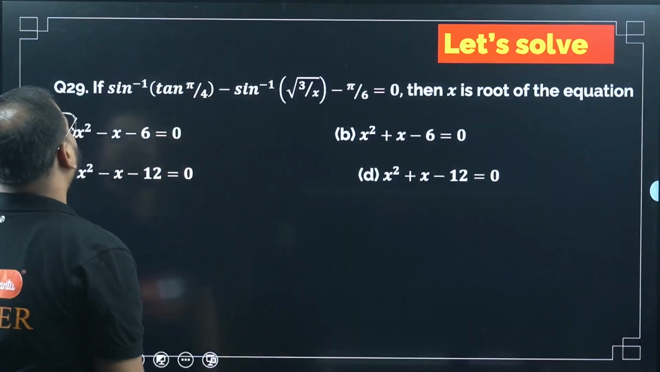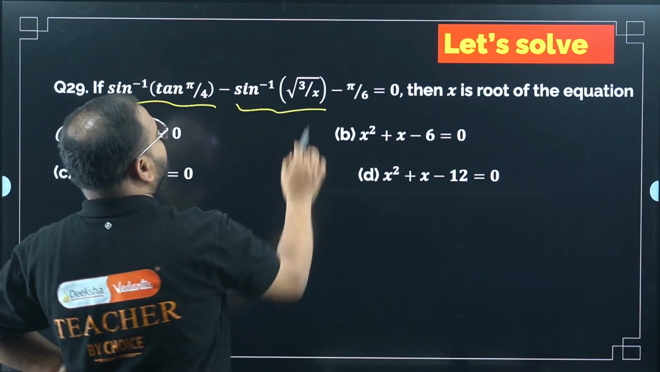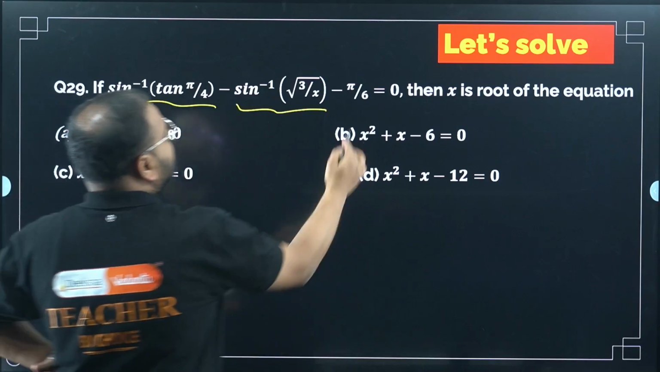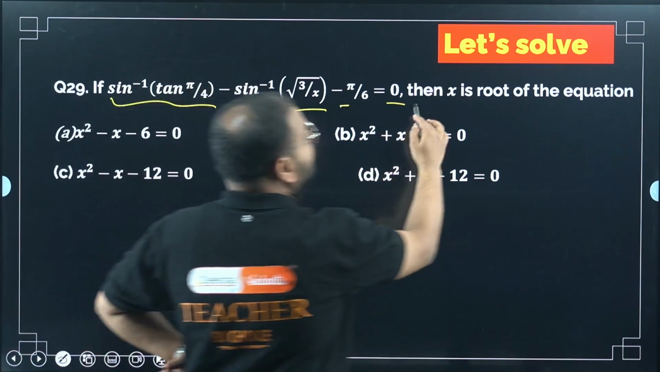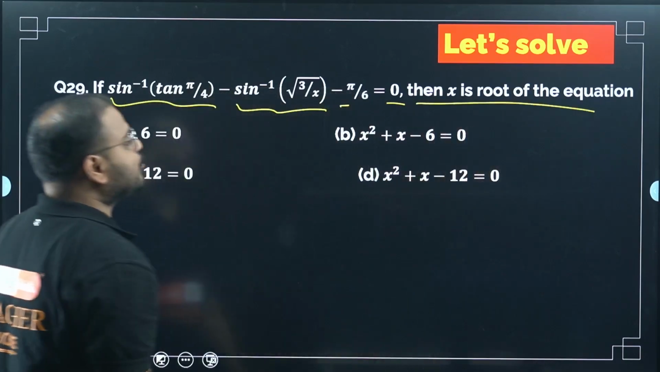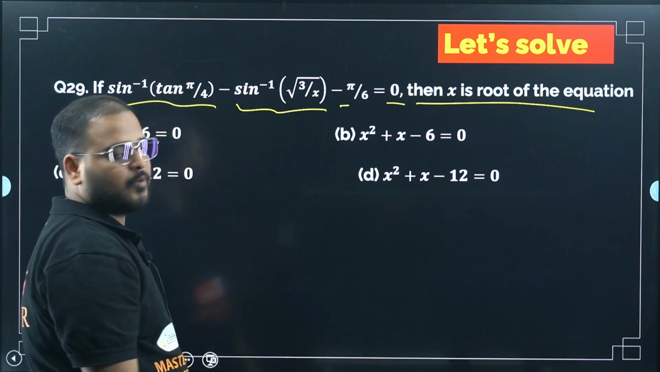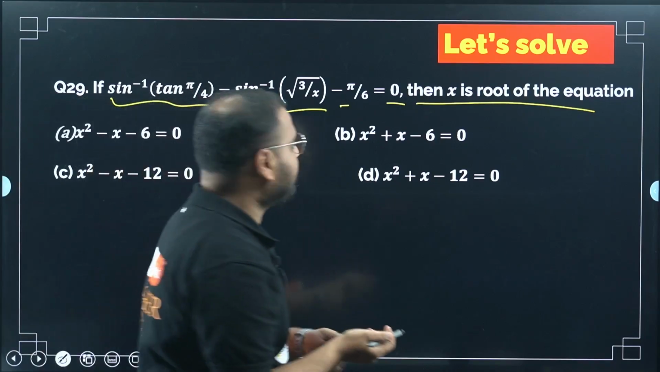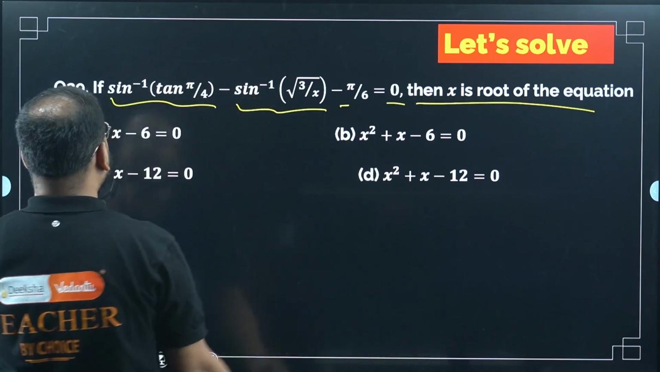This question. If sin inverse of tan pi by 4, and sin inverse of root 3 by x, minus pi by 6 is equal to 0, find the x value. Then x is the root of which equation? So we have to find the x value and substitute it in the equations to get the answer. Whatever x you get, put it in the equation to cross check the answer. Alright, so let me start over here.